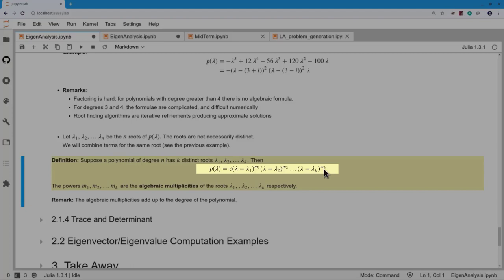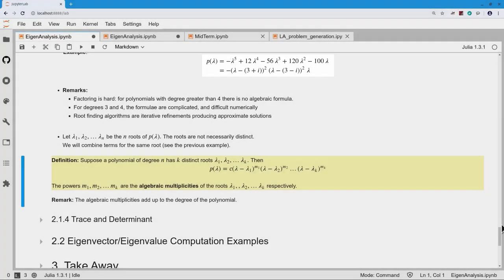Of course, any one of these powers could be equal to 1. We'll give names to these powers. We will call them the algebraic multiplicities of the roots lambda, so how often that root occurs in my expression. And what you might realize is that the algebraic multiplicities must add up to the degree of the polynomial. For example, over here, multiplicity 2, 2 plus 2 is 4, multiplicity 1 is 5, that adds up to the degree of the polynomial, which is 5.